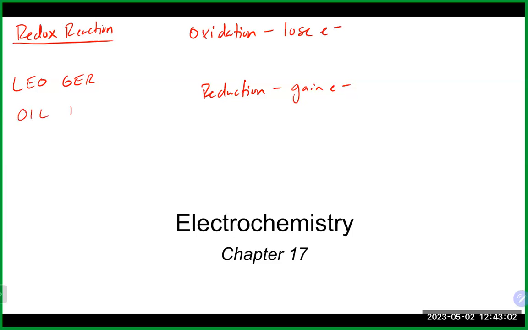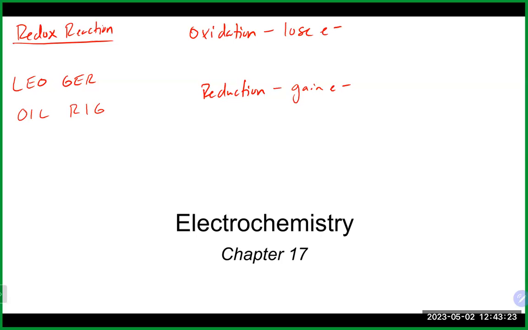Other people have popularized the OIL RIG version of that: oxidizing is losing, reducing is gaining. You could put Leo the lion on the oil rig and he goes grr. You don't have to choose. You can use them all together, right? But that's basically the definitions that we oftentimes will look at in general chemistry.